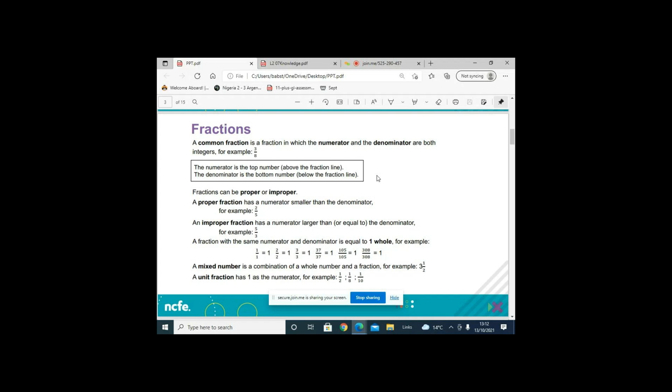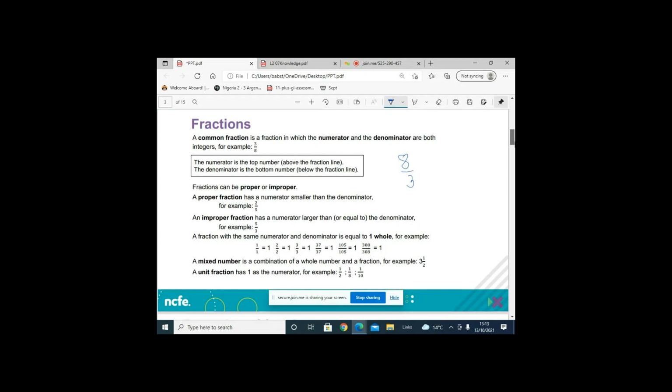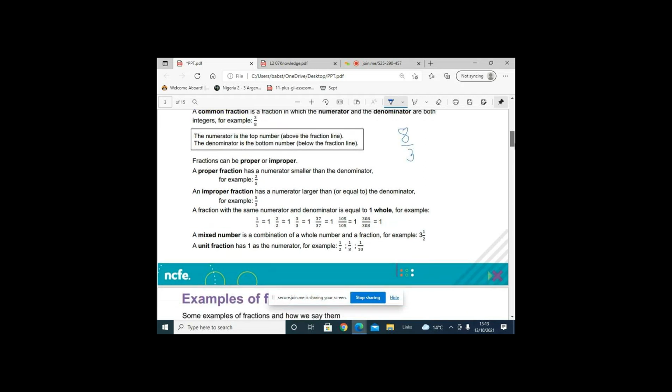But improper is when there's a bigger numerator and a smaller denominator, like you have 8/3. This is improper because 8 is way more than this. So this improper is what we focus on today, because I will show you the way they ask questions in your normal exam, so that you won't be surprised when you see it. So improper fractions is when the numerator is more than the denominator.